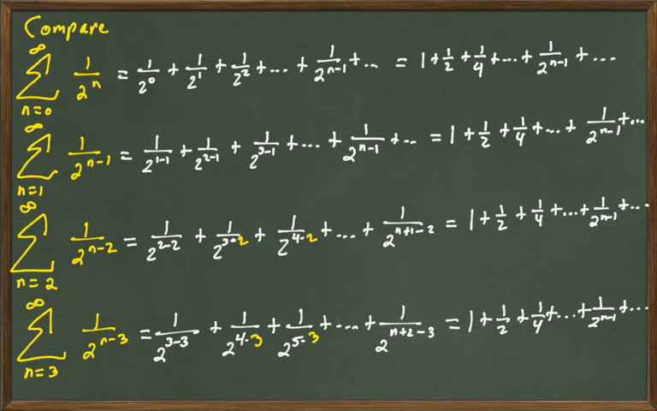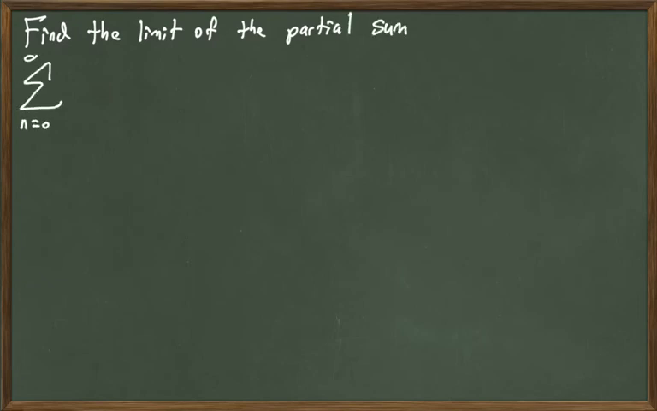Okay, so let's look at this sum of 1 over 2 to the n, and we'll start it at 0, and we're going to find the limit of the partial sums, okay? So the sum n equals 0 to infinity of 1 over 2 to the n, so that's 1 plus 1/2 plus 1/4 plus 1 over 2 to the n minus 1, etc. That's what that series is.